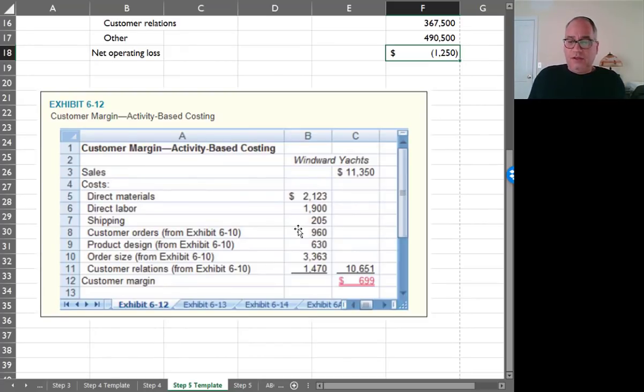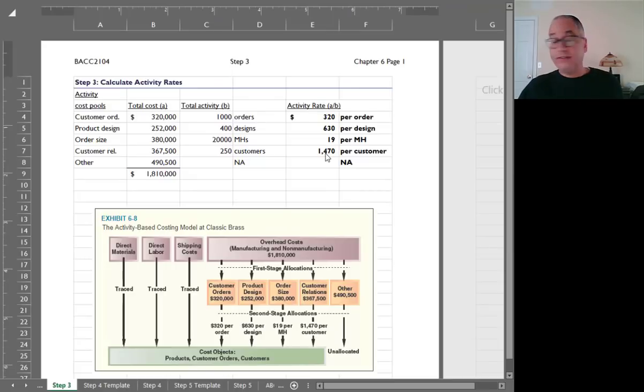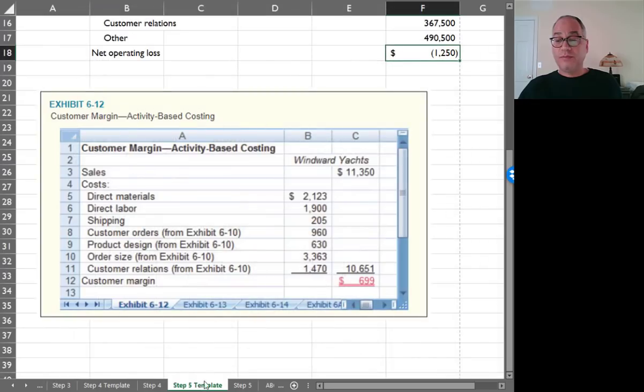They had one product design. They had a certain number of order size based on machine hours for the number of units they sold. And then they have customer relations, which we said back here was $1,470 a customer. Every customer costs you $1,470. So looking back here, you can see there's the $1,470 because this is one customer. Sales are $11,350, cost is $10,651, so your customer margin is $699.